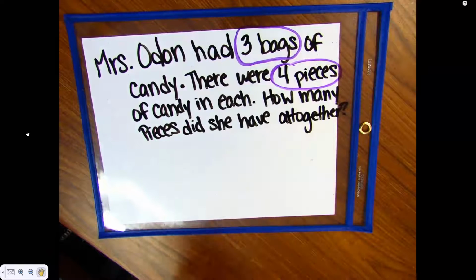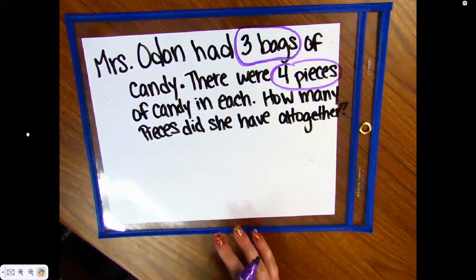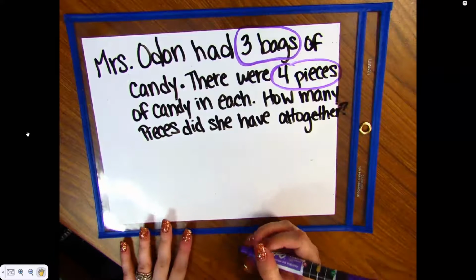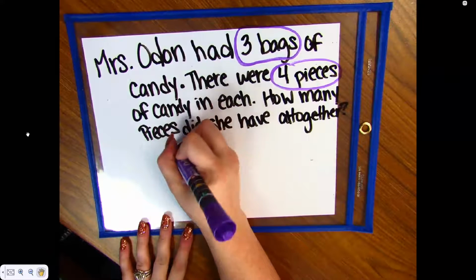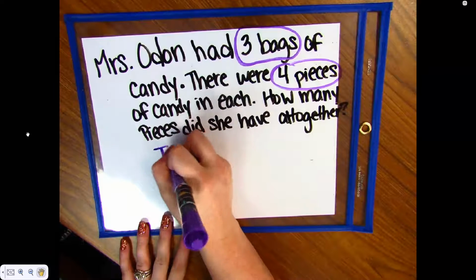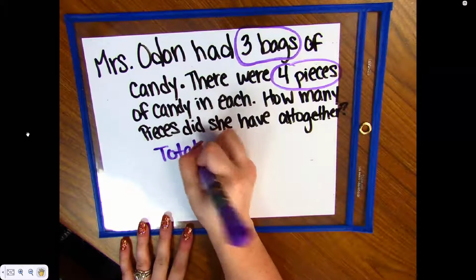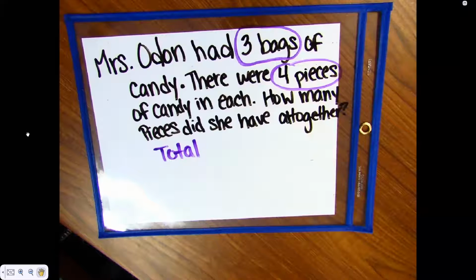And then what do I want to know? How many pieces did she have all together? I want to know what, Grace? How many pieces of candy she had in total. So I want to know the total.